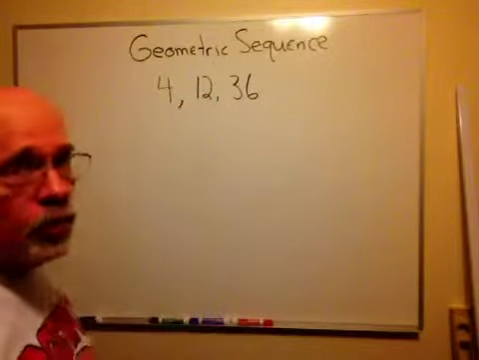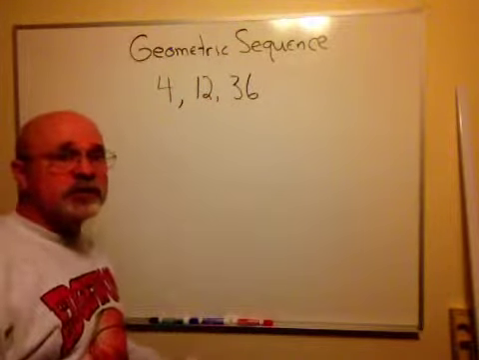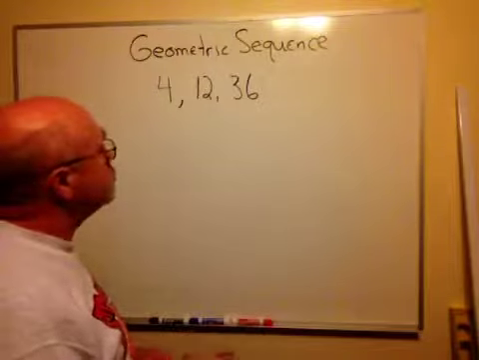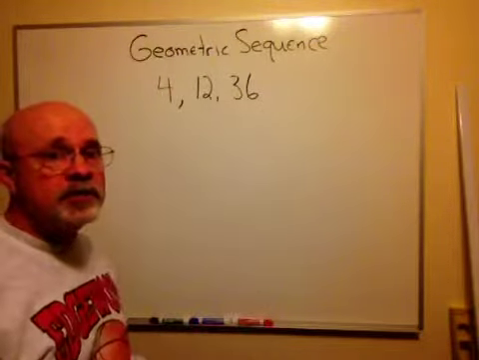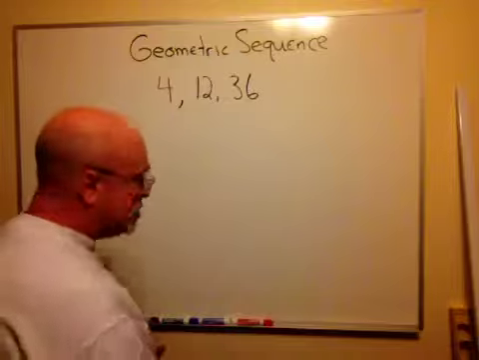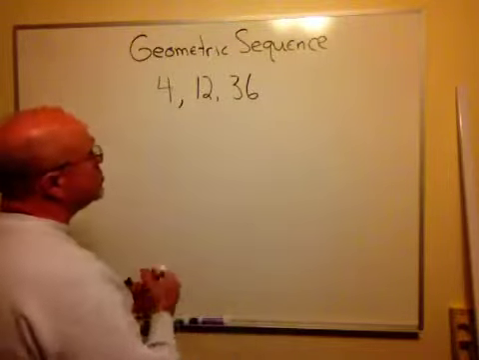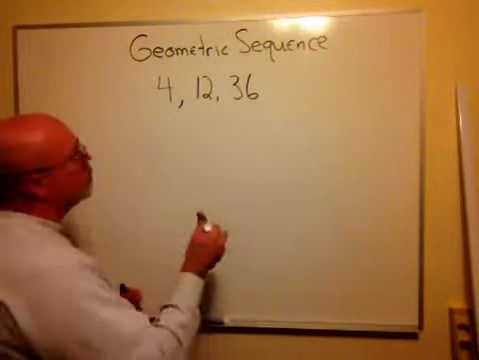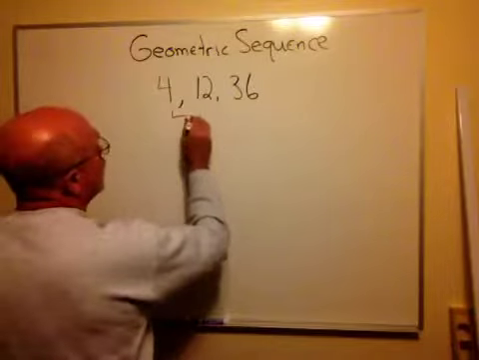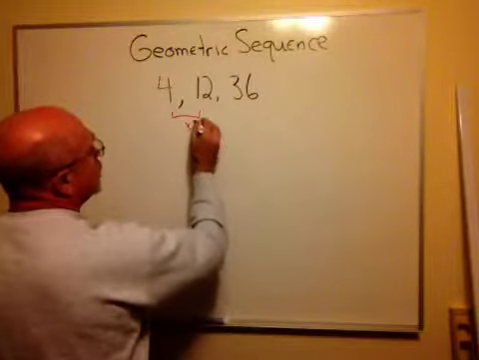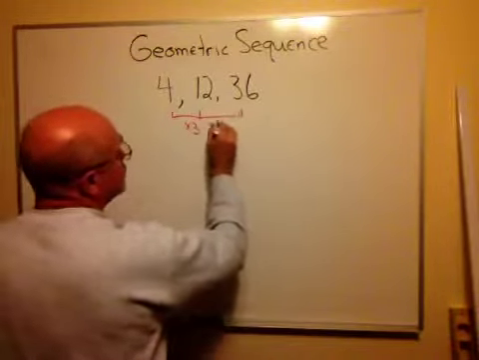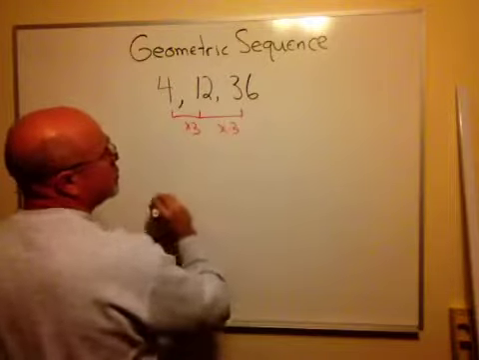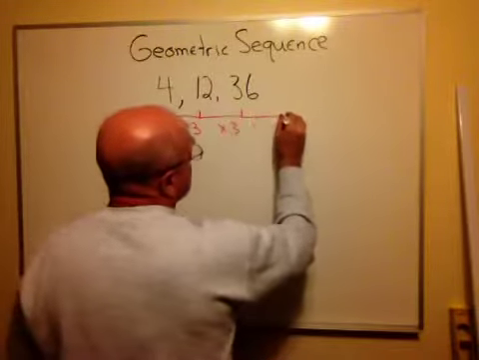What you see on the board here is the beginnings of a geometric sequence. In a geometric sequence, to get from one term to the next term, you always multiply by the same number. So if you look at this, you probably figured this out already. To go from 4 to 12, I'd multiply by 3. To go from 12 to 36, I would also multiply by 3. So I've established a pattern here.